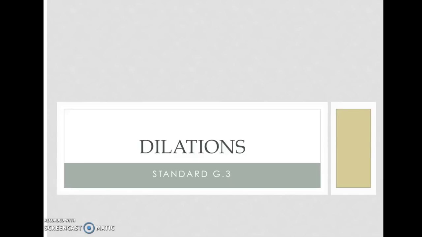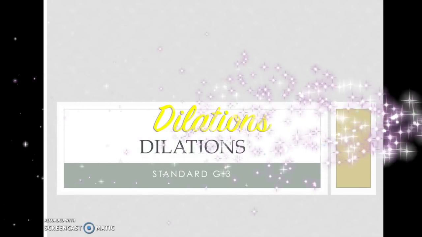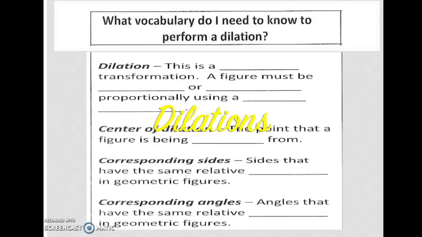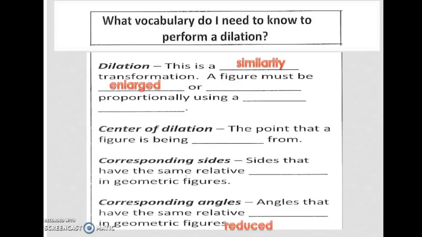Today we're going to take a look at how to perform a dilation. First, figure out what vocabulary you need to perform a dilation. What is a dilation? A similarity transformation. A figure must be enlarged or reduced proportionally using a scale factor. Center of dilation: this is the point that a figure is being dilated from.